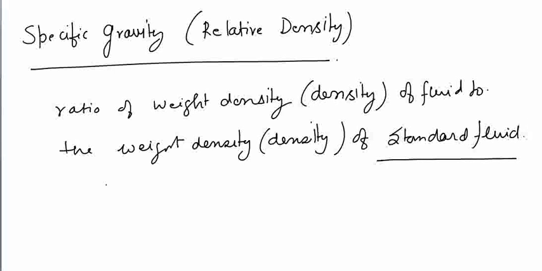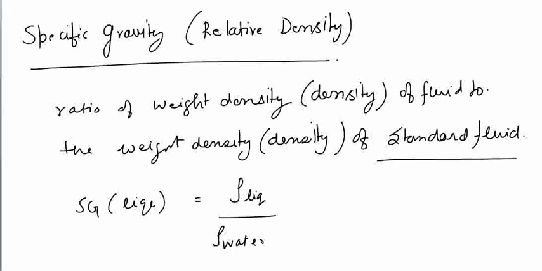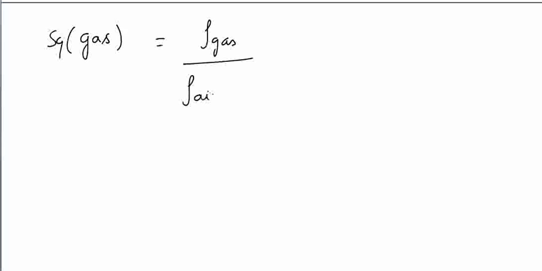Why am I saying this? Because Sg for liquids is rho of liquid or fluid by rho of water, whereas specific gravity for gas is density of gas by density of air. Okay, so these were the basic properties which you need to know for dealing with fluid mechanics.